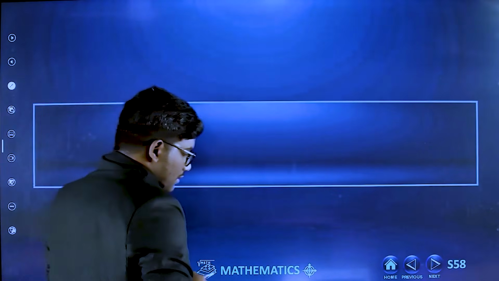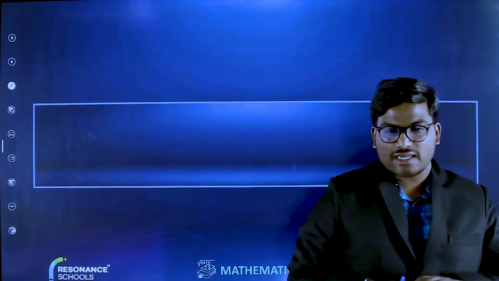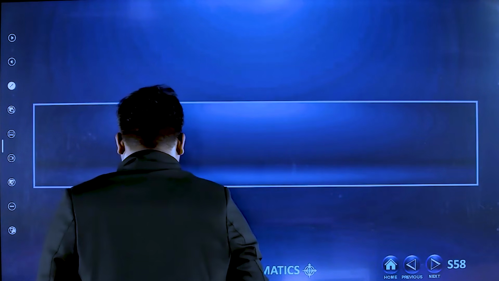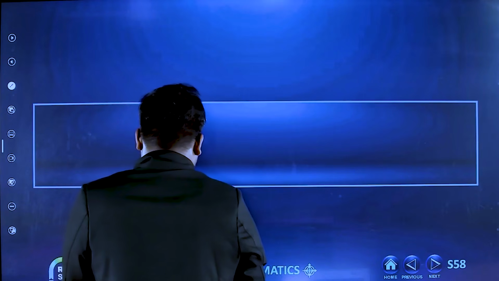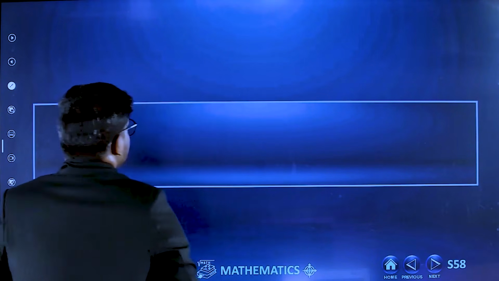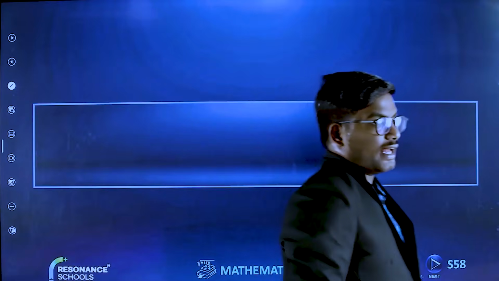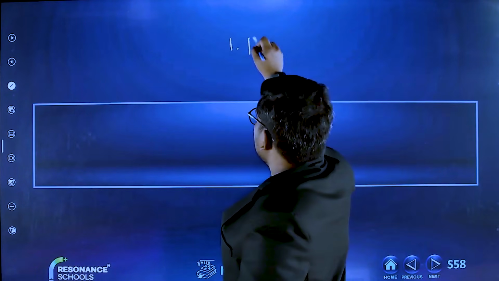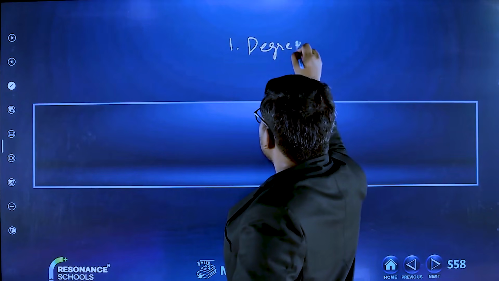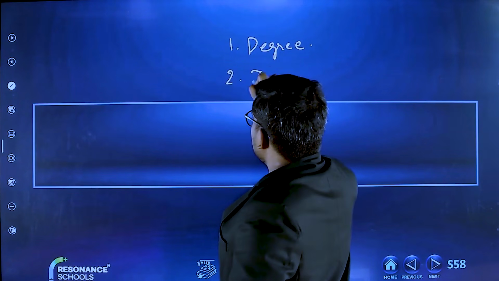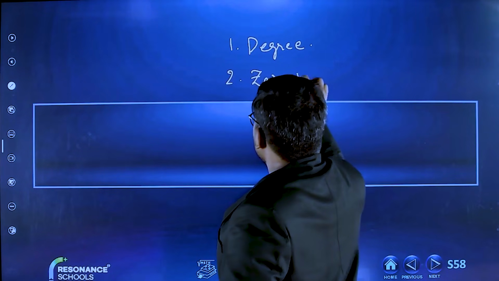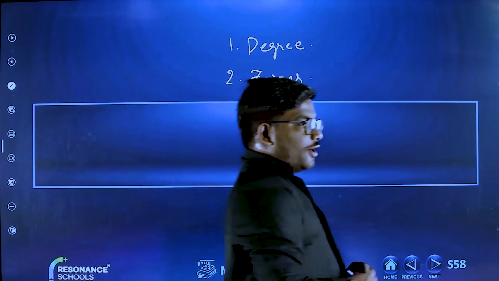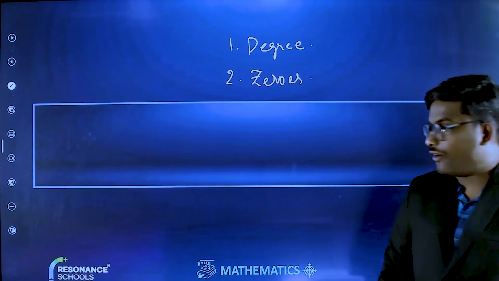Now, we'll try to understand the key terms that are involved in our attempt to define a polynomial. The key terms that are involved in our attempt to define a polynomial are: first, degree and zeros. The degree of a polynomial. What does the degree of a polynomial signify?